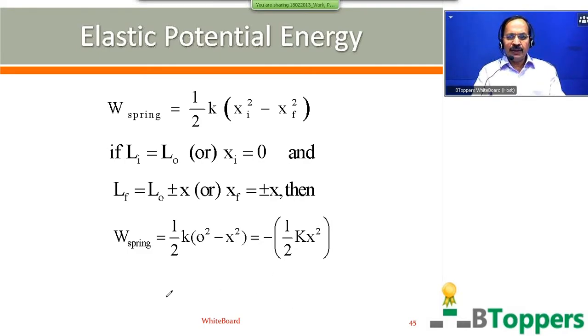So in general, when the spring is either stretched or compressed by distance x from its natural length, the work done by the elastic force by the spring is equal to minus half kx square. The elastic potential energy stored in the spring will be plus half kx square. Come on, finish writing this. Next, I am going to show the continuation.